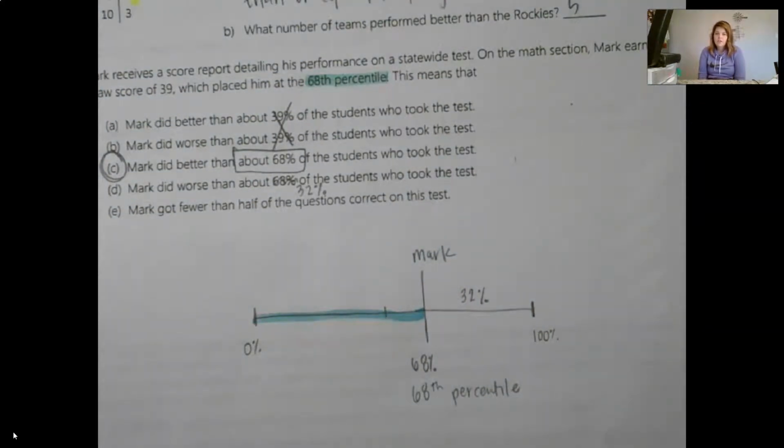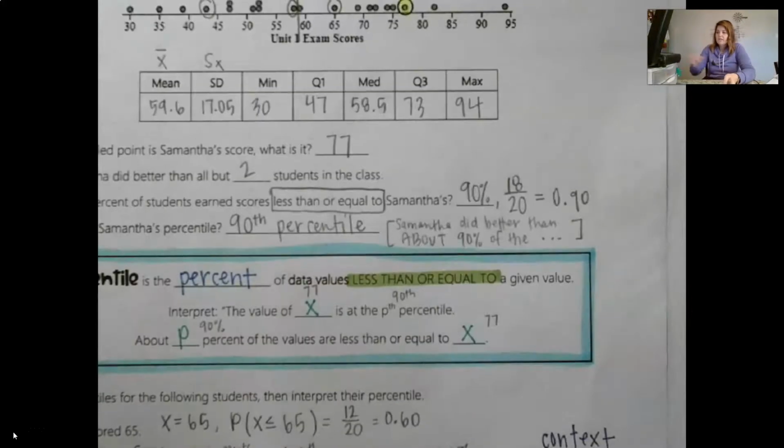Mark got fewer than half the questions correct on this test. There's no way for us to know that. That's not even an option. We don't know how many questions were on the test. Okay, so that is your basic understanding of percentiles.